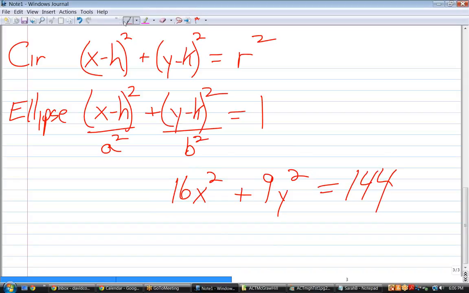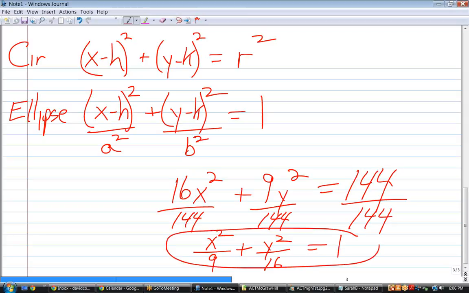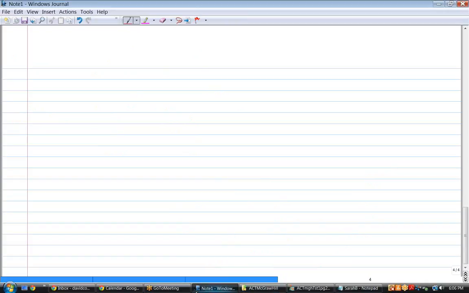Divide every side by 144. That's always the first step. Well, it's not always the first step, but it's generally the first step. And this now becomes x squared over 9 plus y squared over 16 equals 1. So when you see an ellipse that's not equal to 1, your goal is to make it equal to 1 in order to get it into standard format. All right, let's go on.